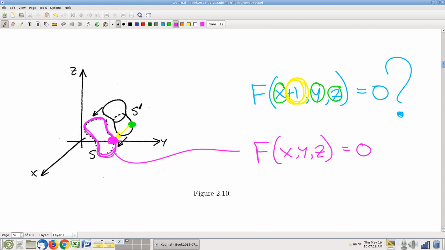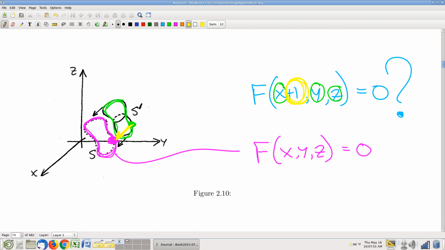Another way of saying that is the collection of all possible green points is the collection of all points that when you shift them in the X direction land on that purple surface. And I claim that's also going to look a lot like that purple surface. Like so. And I think I kind of trampled my little yellow arrow there. There we go.